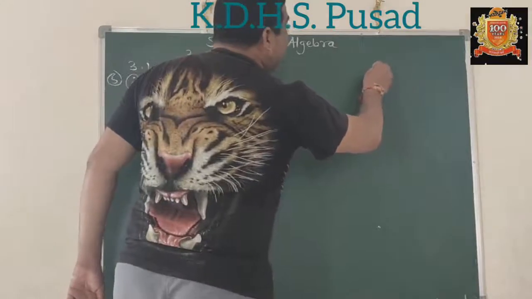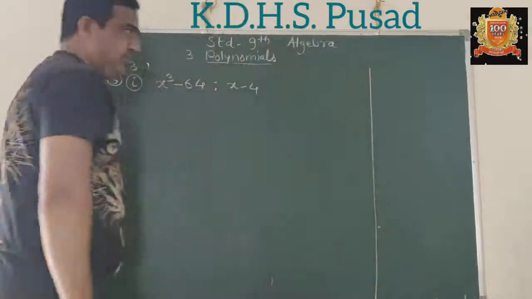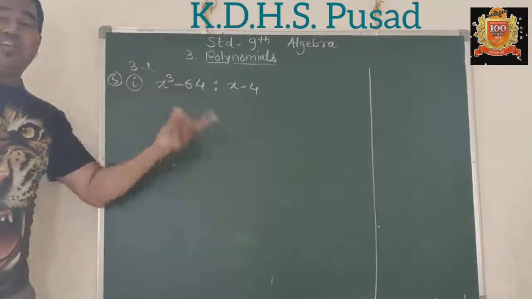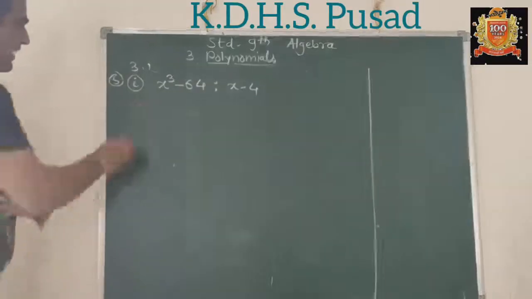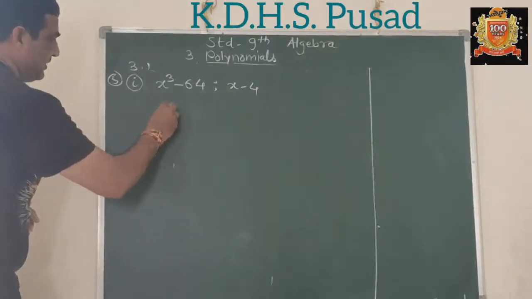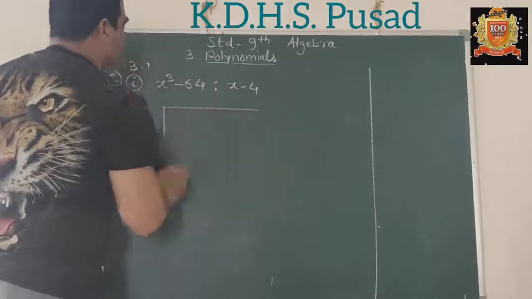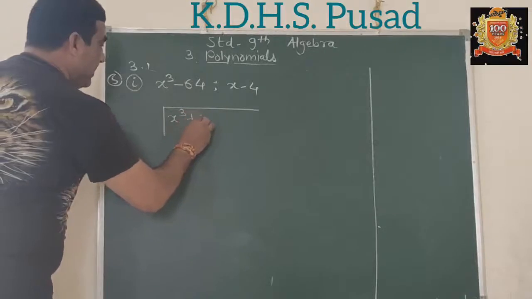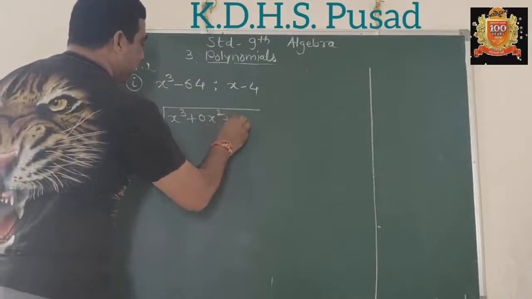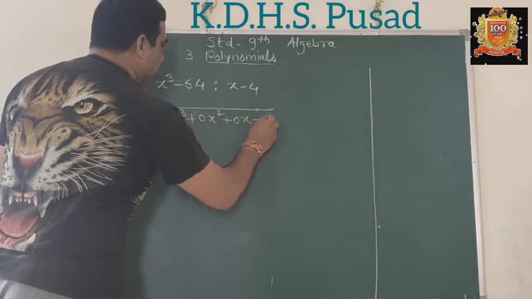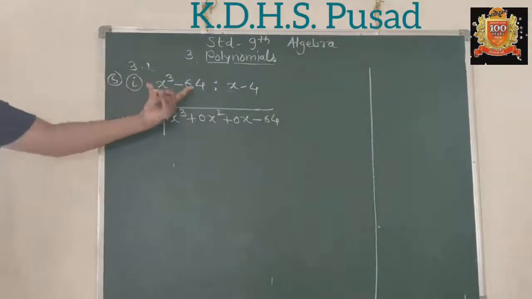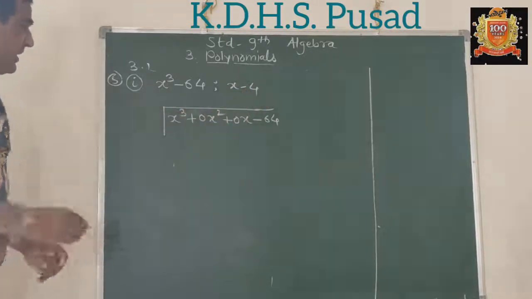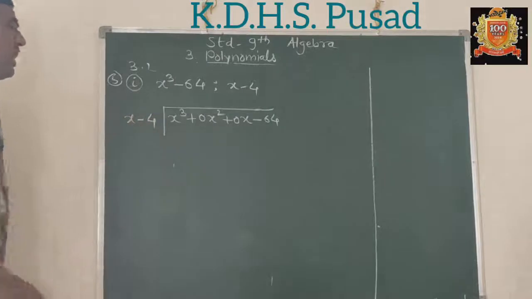For division, there are two different techniques. I am using the easiest method. How can you divide it? Firstly, whatever your dividend, write it down in index form. Here x cube plus 0x square plus 0x and then minus 64. Write down this dividend in index form. Second, write the divisor here.